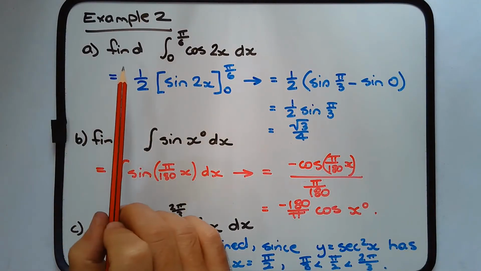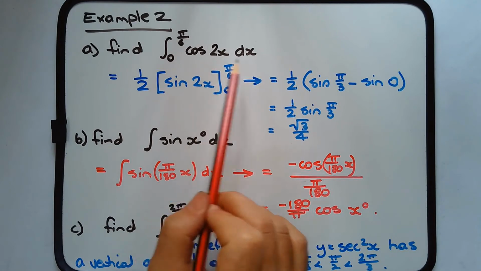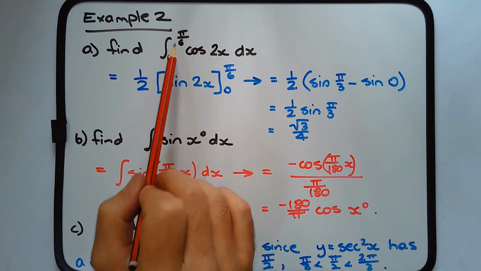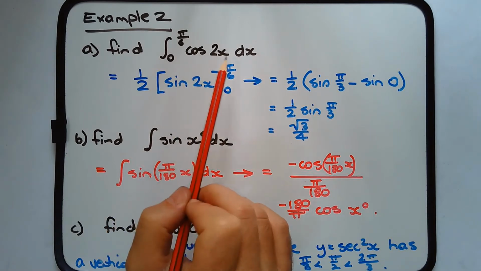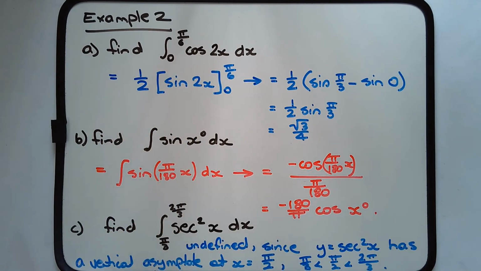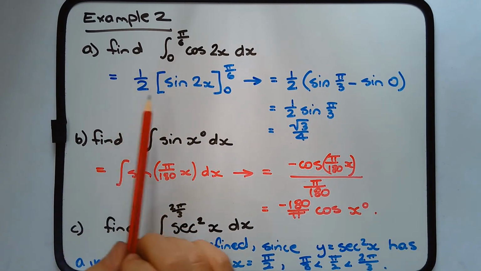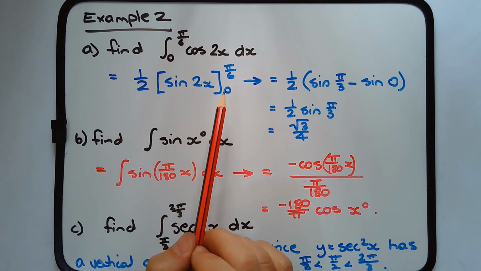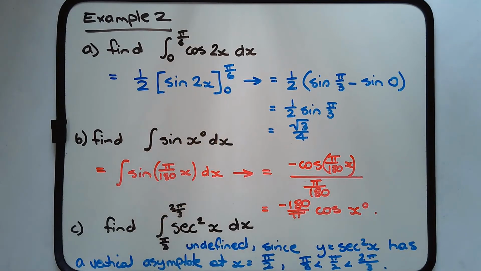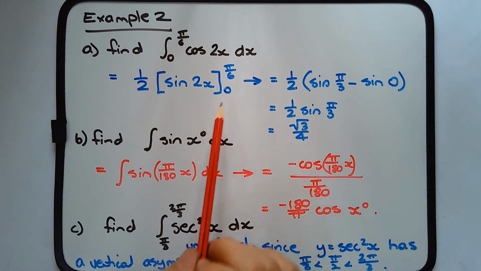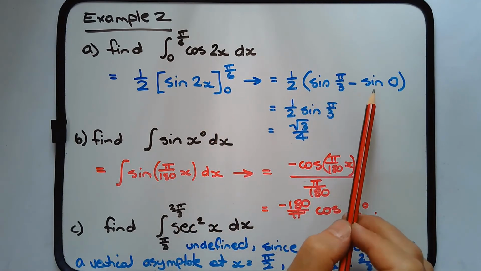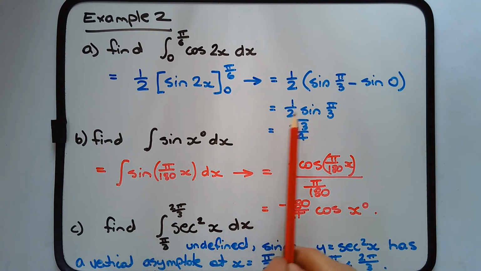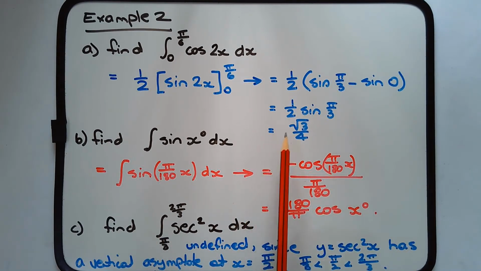Example 2a. Find the definite integral of cos 2x dx from x equals 0 to x equals pi over 6. Now the integral of cos 2x is half sine 2x, so the definite integral is equal to half multiplied by sine 2x from x equals 0 to x equals pi over 6. Applying the limits of integration, that equals half multiplied by sine pi over 3 minus sine of 0, which equals half sine pi over 3, which equals root 3 over 4.